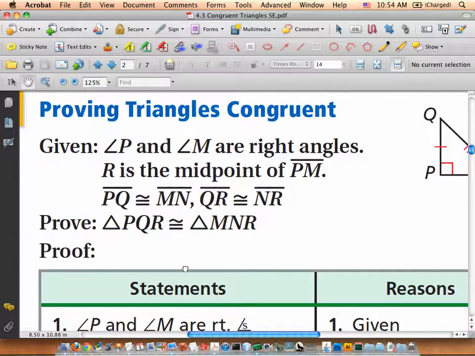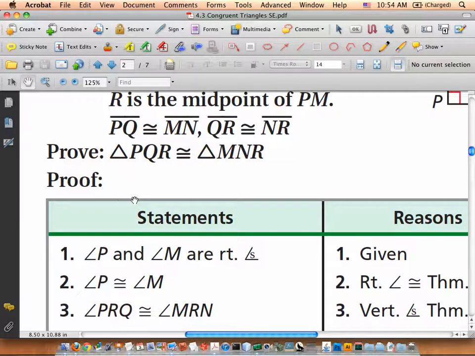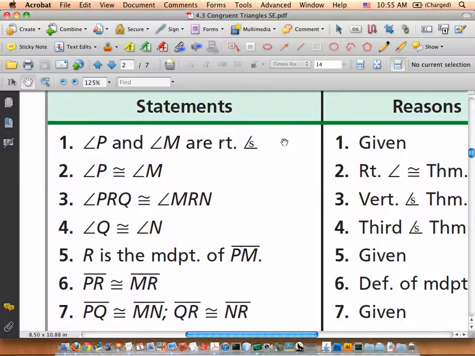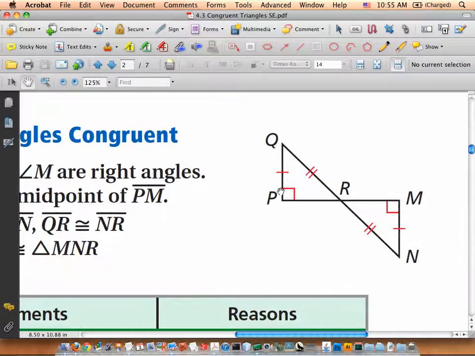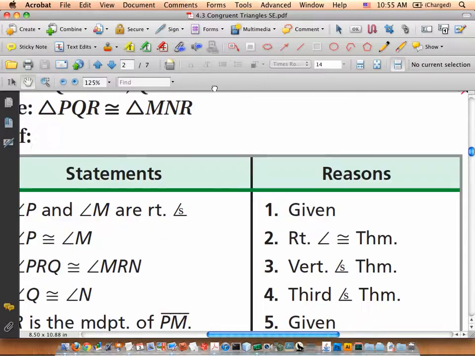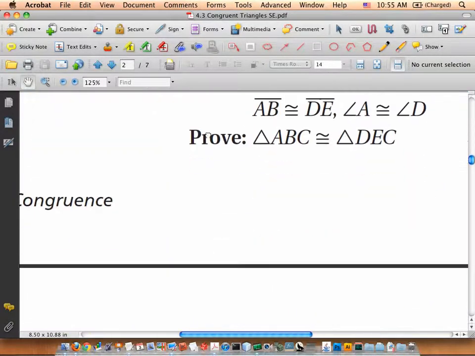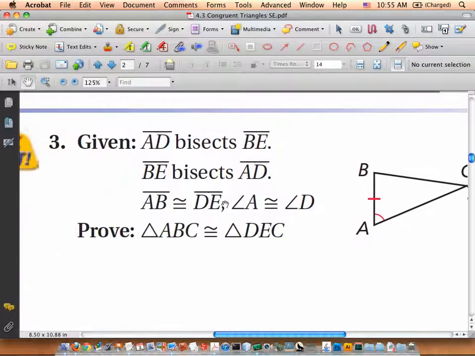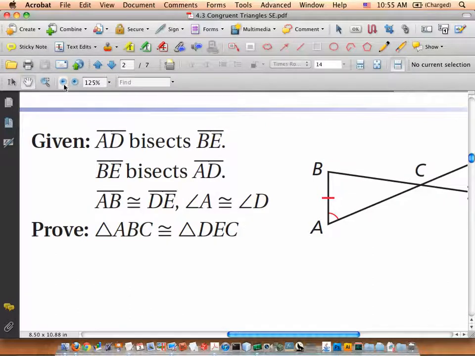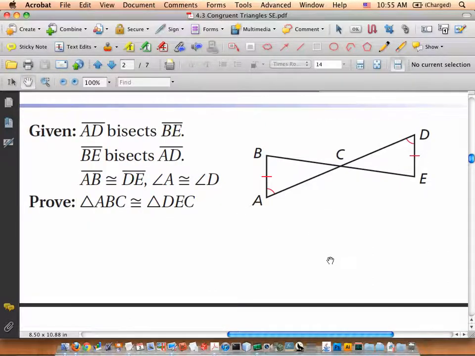So what I wanted to do with this proof is just talk our way through it, rather than go through the column proof. I think it's going to be more useful to talk our way through this kind of proof. Draw this picture down, this one right here. We're going to do a talk-through proof.